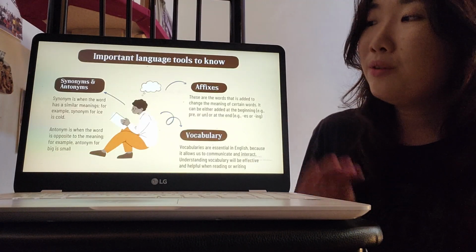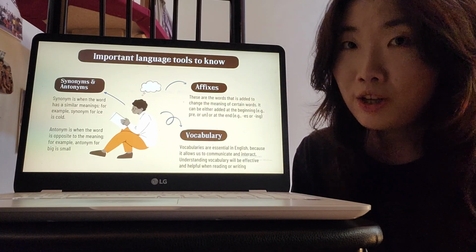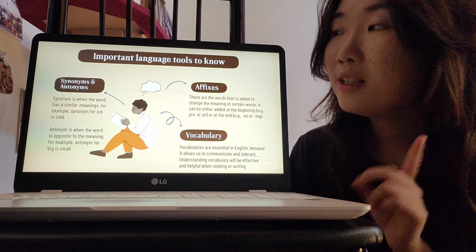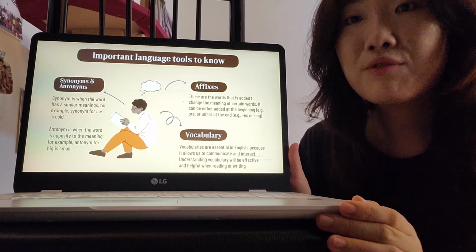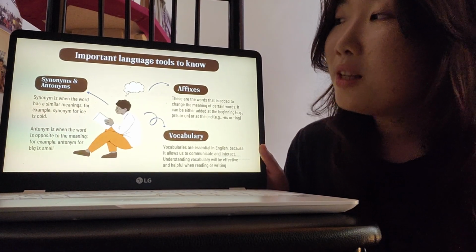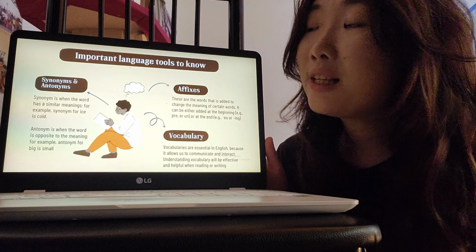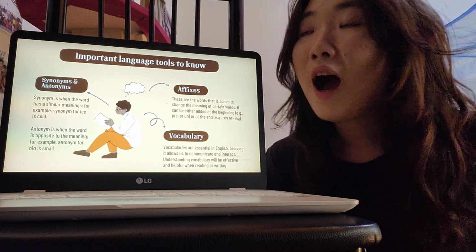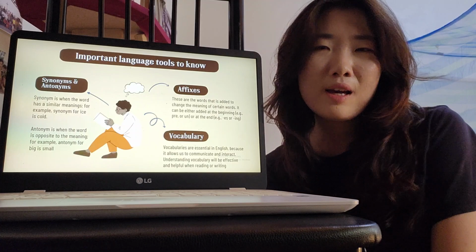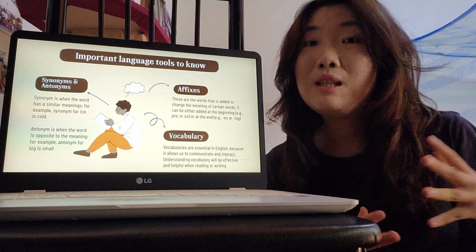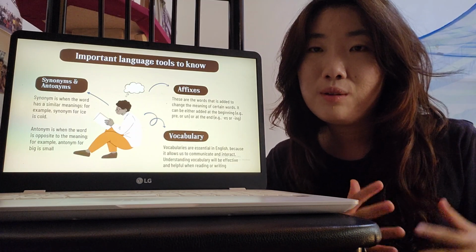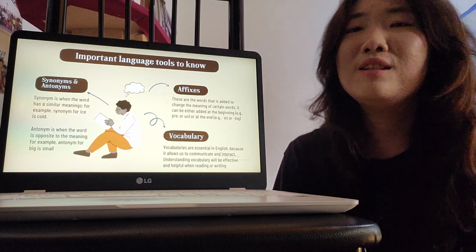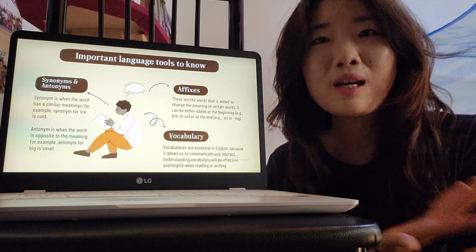All right, so the title of this page is Important Language Tools to Know. So, first is synonyms and antonyms. Let me read it to you. All right, a synonym is when the word has a similar meaning. For example, a synonym for ice. What do you think is a synonym for ice? What is a similar word to ice? Yeah, Nathan? Oh, great. He said cold. Okay, that makes sense because ice is cold.